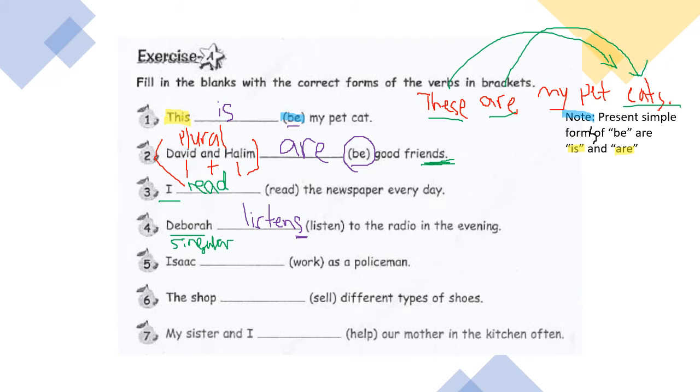Now next, Isaac work, in brackets, as a policeman. So Isaac, again, how many people? One, right? So singular. What is the answer? Works. Sorry, let me use a consistent color. Works.